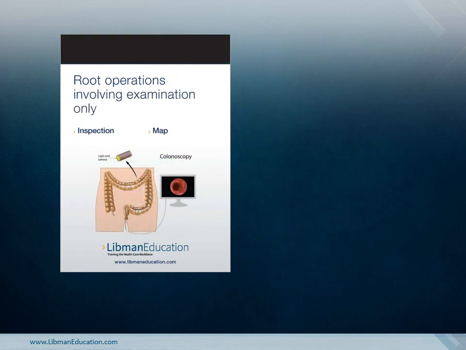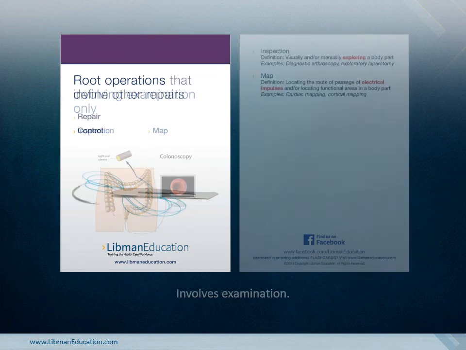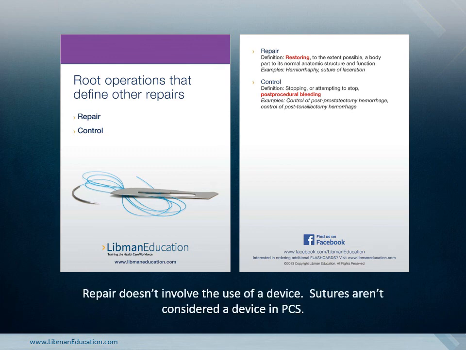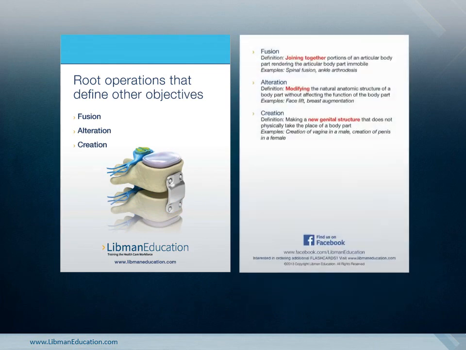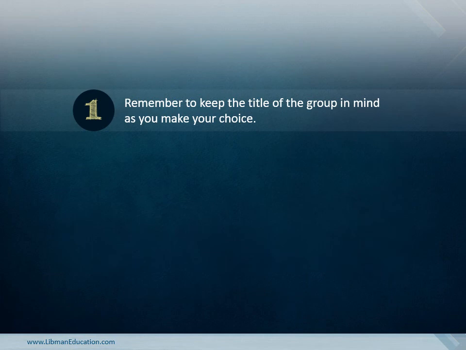The black card is the group that involves examination. This one isn't hard to recognize if you follow the guidelines for inspection. The purple card is the group that involves repairs. Repair doesn't involve the use of a device, and sutures aren't considered a device in PCS. So repair involves the use of sutures to fix a body part. The turquoise card is the last group, and it's basically the leftovers that didn't fit anywhere else, and so the decisions here aren't that hard to make. Remember to keep in mind the title of the group as you make your choice.